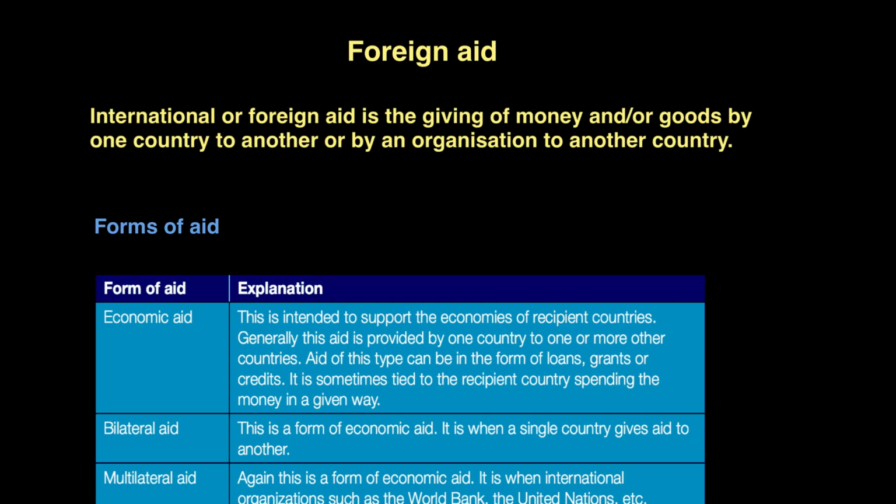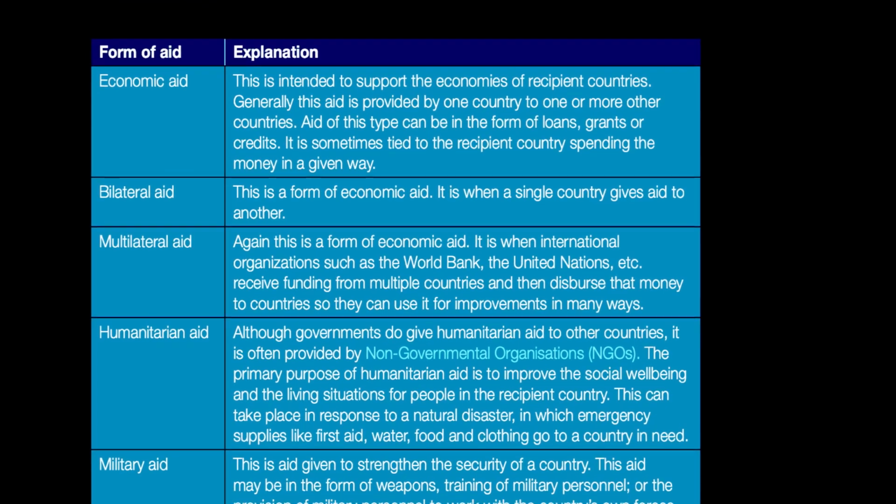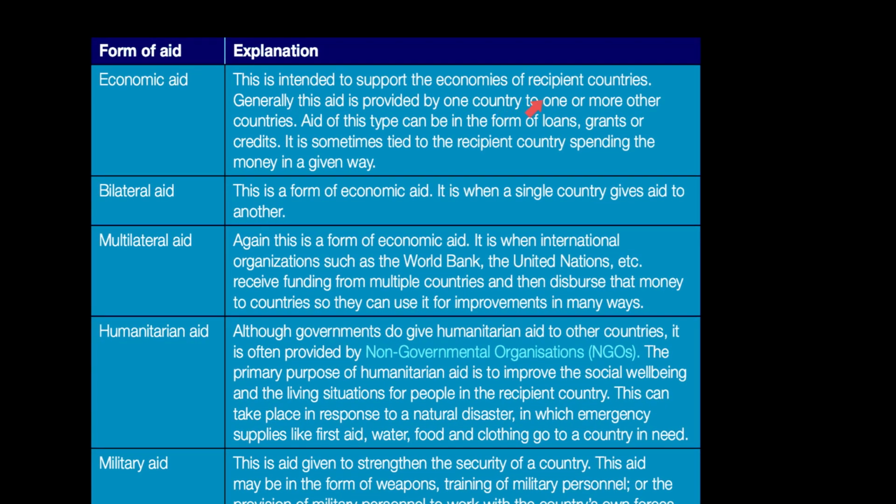When you look at some of the various types of aid that take place, we have the economic aid, which is simply intended to support the economies of recipient countries, and generally this aid is provided by one country to another, and the purpose can be, for example, to support the economy financially. For example, if Pakistan is in trouble whenever foreign reserves are too low, they can ask for loans or grants or even credits, which sometimes can also be given for a particular task. Let's say, for example, USAID may give some money for a particular task, like educational development and so on and so forth.